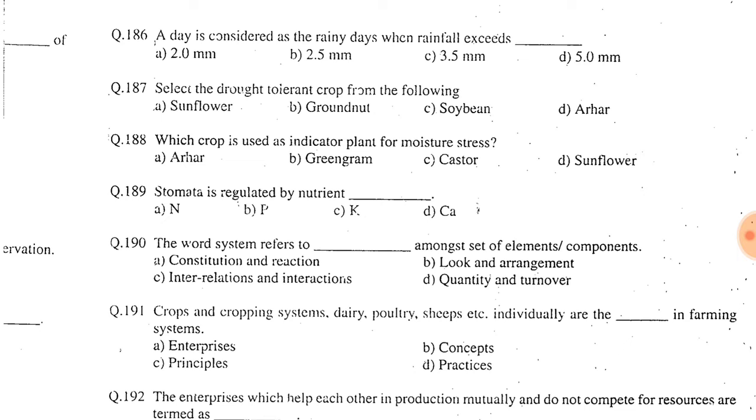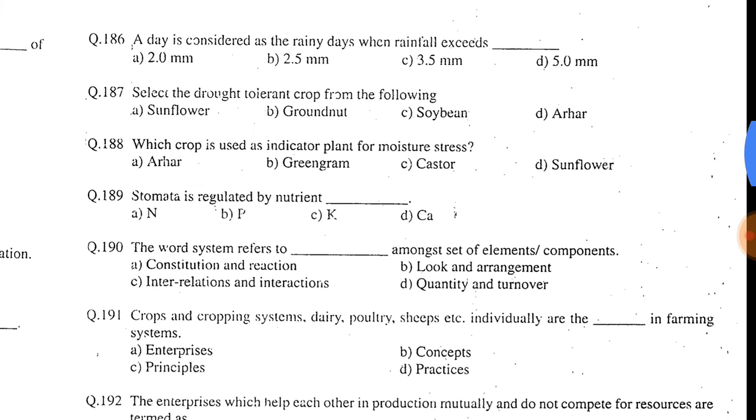188. Which of the following is used as indicator plant for moisture stress? Sunflower. 189. Stomata is regulated by nutrient potassium. 190. The system refers to interrelation and interaction. 191. Crops and cropping system, dairy, poultry, sheep individually are the enterprises in farming system.